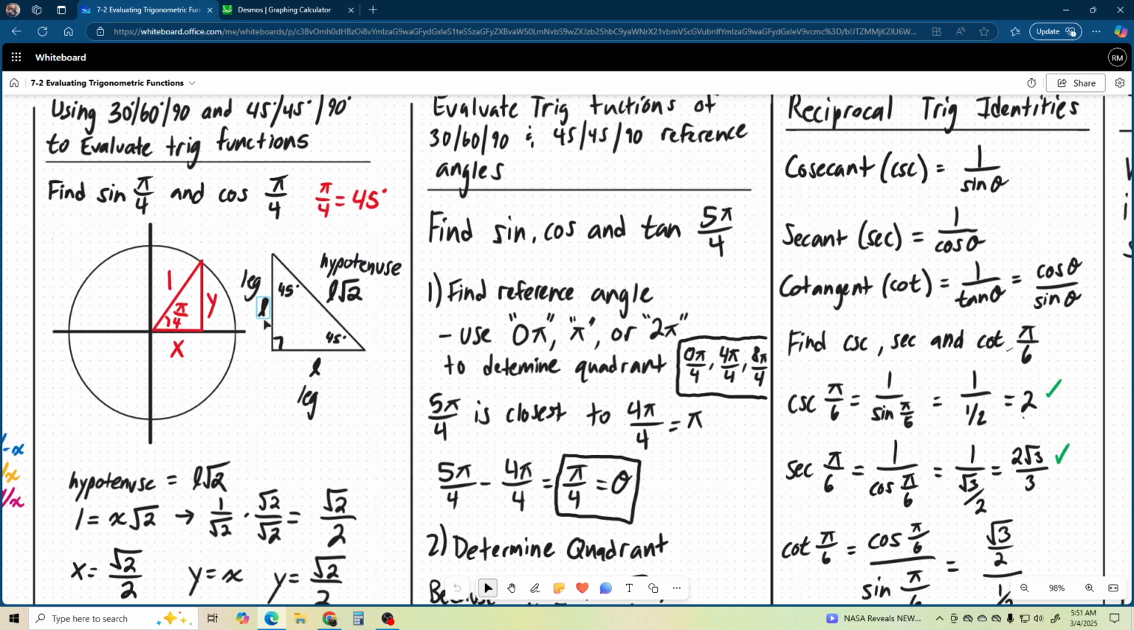So, in other words, if I know the leg was 4, I know my hypotenuse is 4 times the square root of 2.